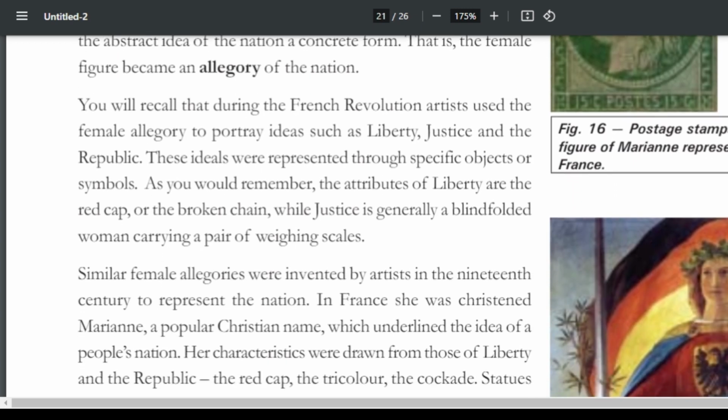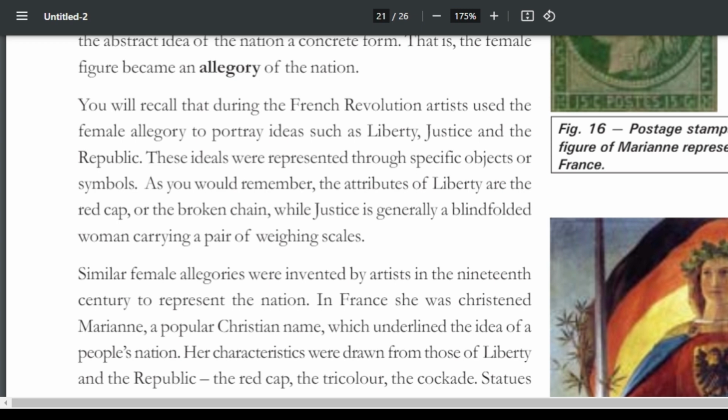We will recall during the French Revolution, artists used female allegory to portray ideas such as liberty, justice, and republic. These ideas were represented through specific objects or symbols. As you remember, the attributes of liberty are the red cap and the broken chain, while justice is generally a blindfolded woman carrying a pair of weighing scales.